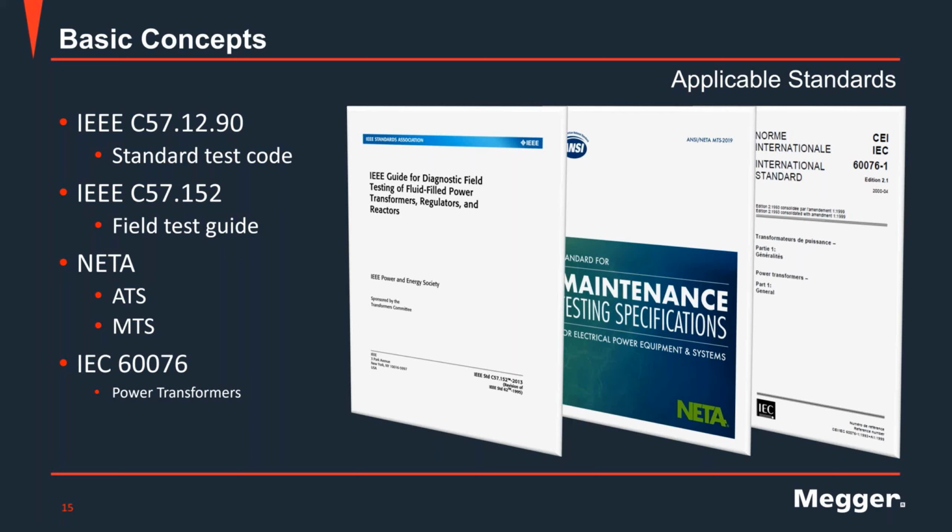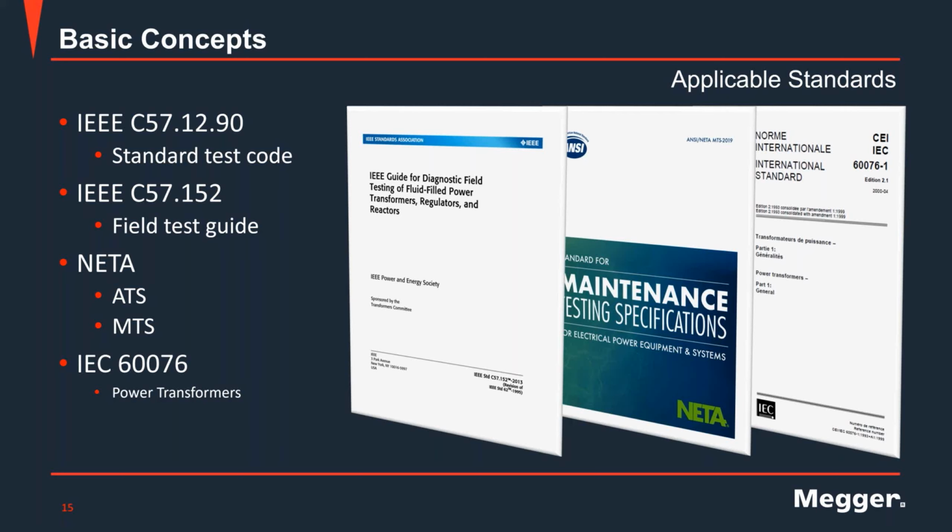If you want to dig deeper into the standards, you can look at two of the IEEE publications. The C57.12.90, which is the standard test code, primarily discussing type testing, the validation testing you do for design and what you do at the factory. And when you want to do field test, you need to refer to the IEEE C57.152, the field test guide for transformers.